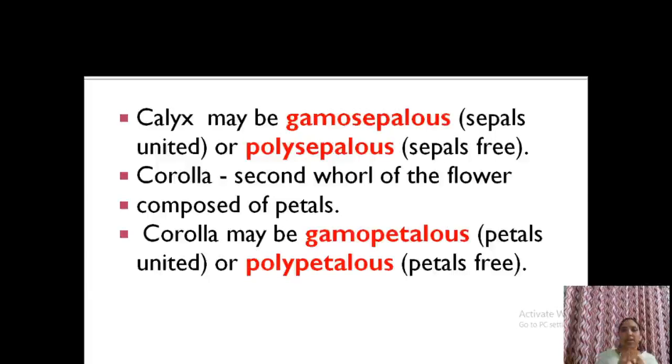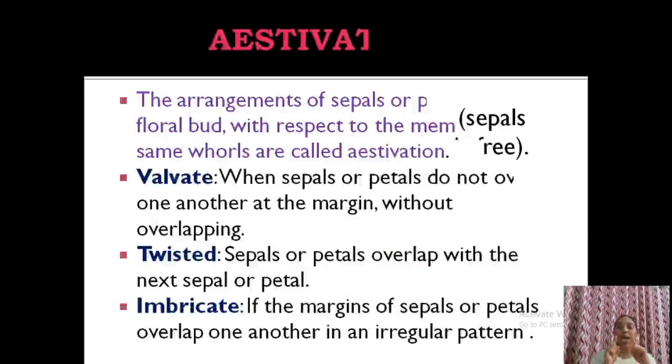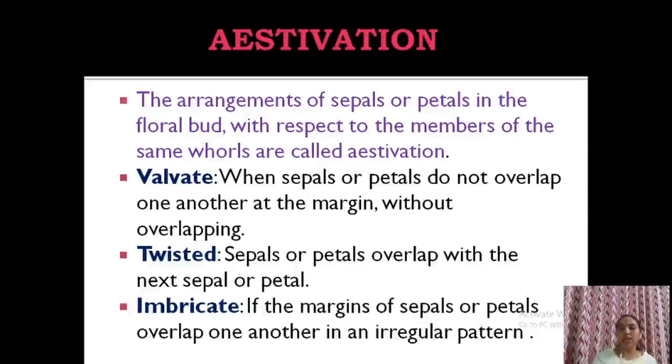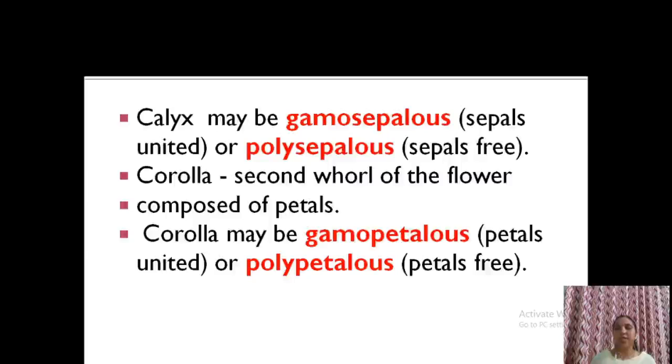Clear? Then calyx can be classified based on the condition of the sepals. The unit of calyx is the sepal. I hope you remember it, I discussed it last class. Okay. So gamosepalous means the condition where sepals are united, and polysepalous means sepals are free. When sepals are united, the condition is gamosepalous. Gamo means united. Poly means sepals are free.